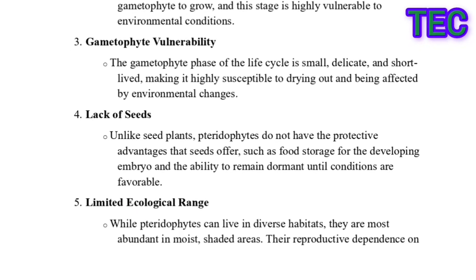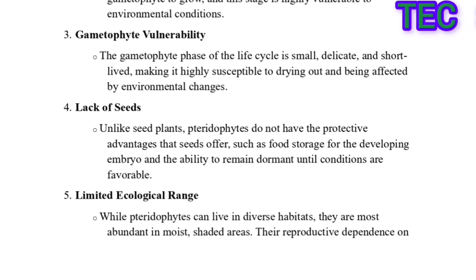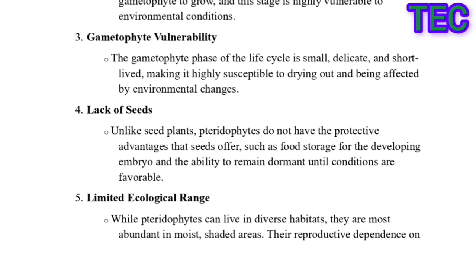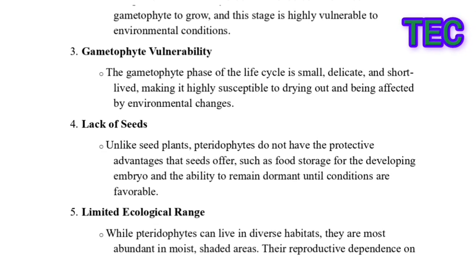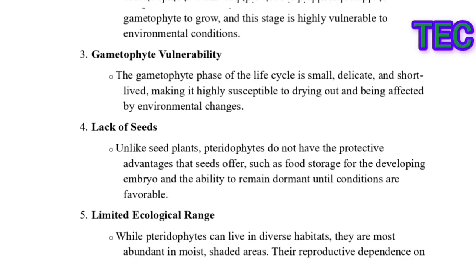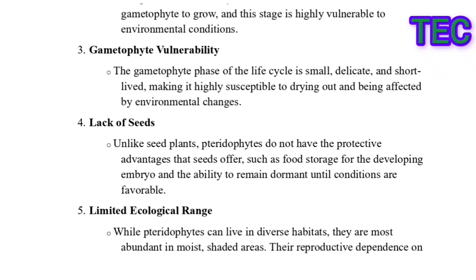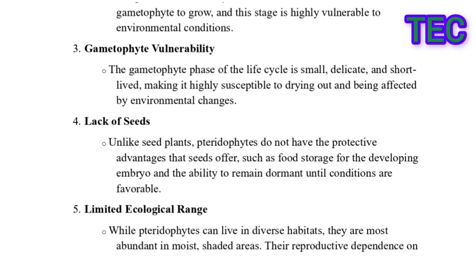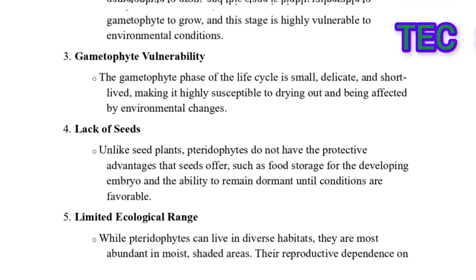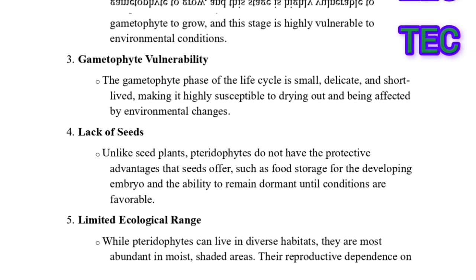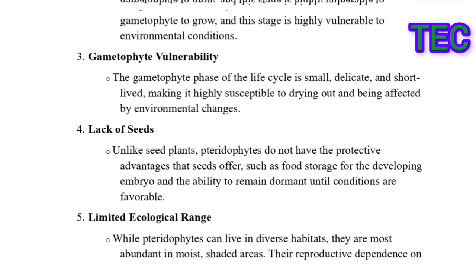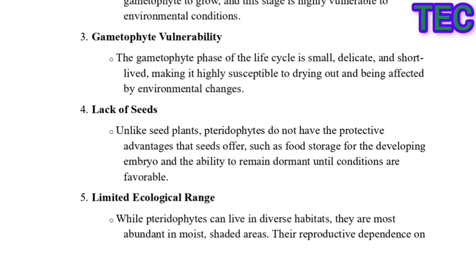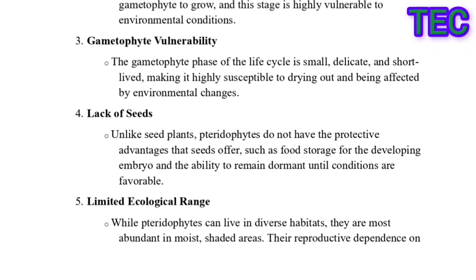Lack of seeds. Unlike seed plants, pteridophytes do not have the protective advantage that seeds offer. The presence of a seed in a certain plant can make the generation of that plant continue successfully, and can also aid dispersal and distribution of the plant. The probability of that plant to disperse is high. But in this case, pteridophytes do not have the protective advantages that seeds offer, such as food storage for the developing embryo and the ability to remain dormant until conditions are favorable. So that feature is a disadvantage to this plant. It limits a lot of things. It limits what we call dispersal. It limits the distribution of this organism to the different environments in the ecosystem.